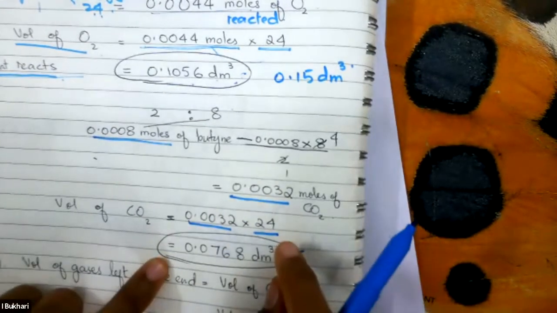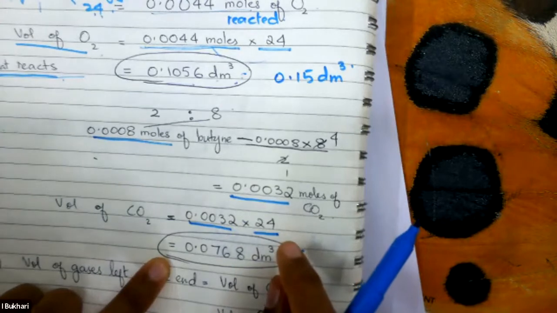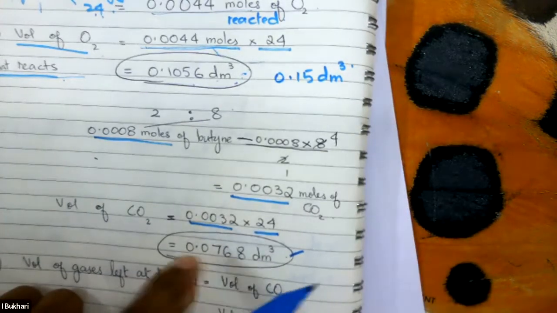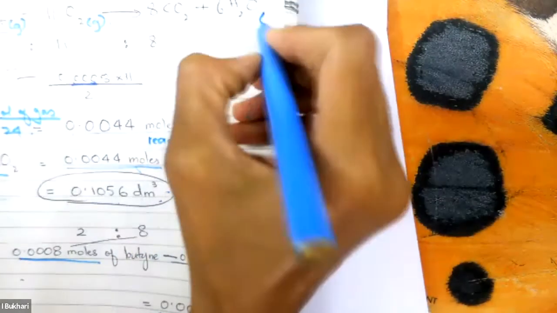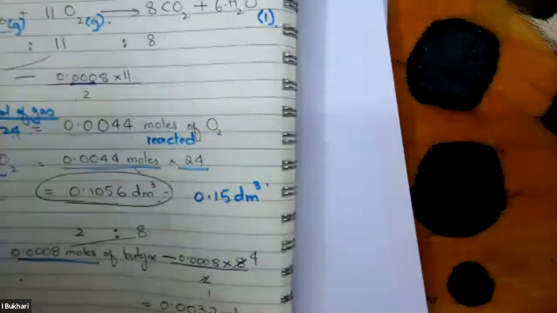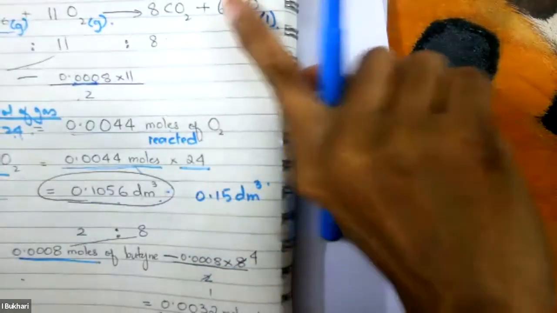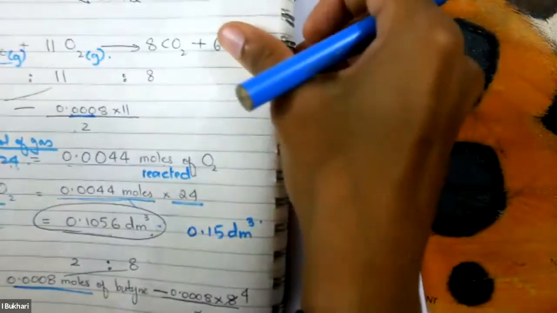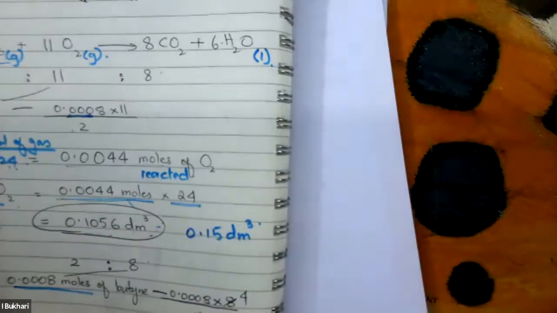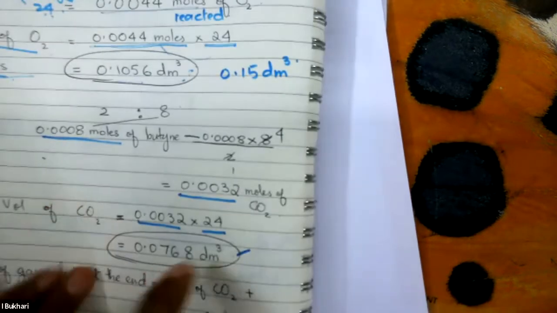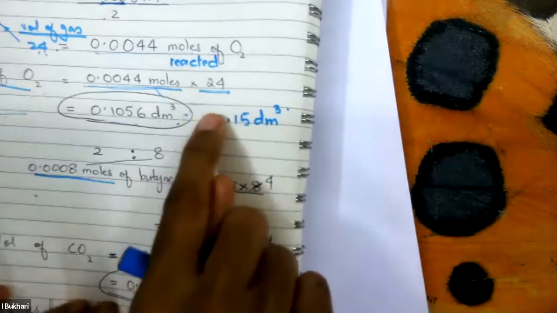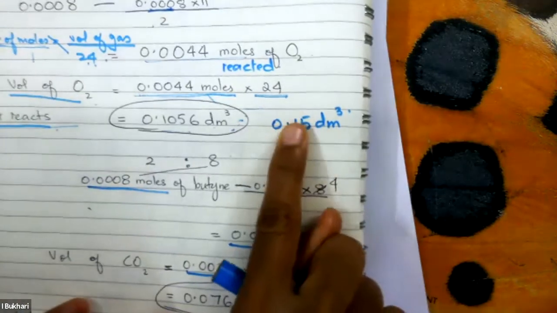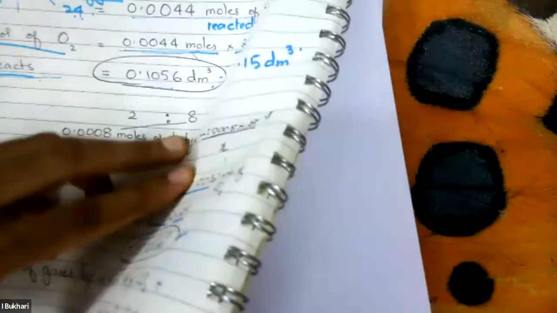So at the end of the reaction, what gases are we left with? This carbon dioxide, which was the product, because water is in the form of liquid according to the equation. So we are not concerned with water. At the end, the third part is asking what is the total volume of gases left at the end of the reaction. So we have carbon dioxide and we have some extra oxygen which did not react. Okay, so what have I done?